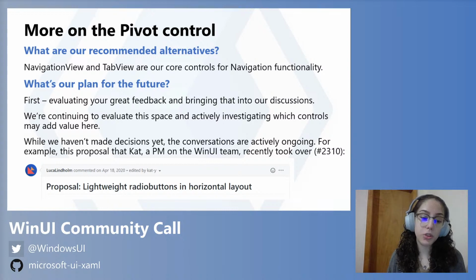For example, I put a little screenshot here of a proposal that Kat, who is a PM on the WinUI team, recently took over. It's number 2310. The proposal is about lightweight radio buttons in a horizontal layout. Many of you may know Kat on GitHub or Twitter. Definitely take a look at this proposal if you're interested in Pivot, and feel free to open up your own proposals. We're actively investigating what would really add the most value here. I hope that clarifies things a little bit. As I said, keep the feedback coming. We'd love to hear what you think.